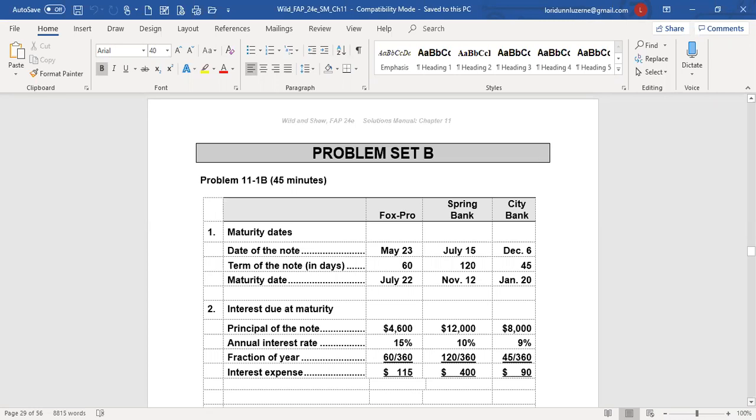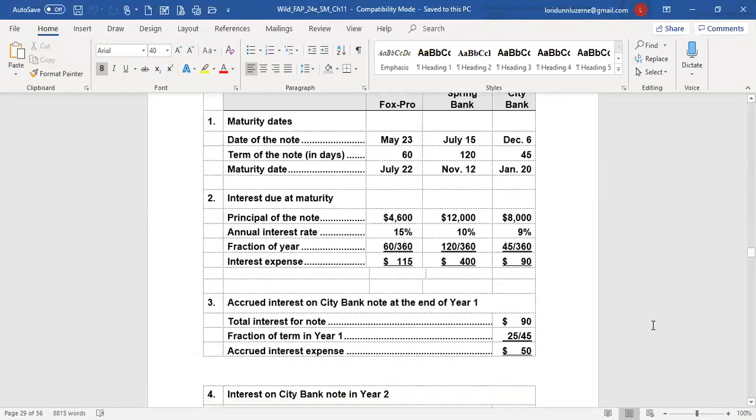So at the end of year 1, we have interest that has occurred, it's happened, but isn't recorded yet. How much? 25 of those 45 days. So $90 of interest represents 45 days of interest. So 25 of the 45 days of interest should be accrued as interest expense at the end of the year. And we'll see that journal entry in a few minutes.